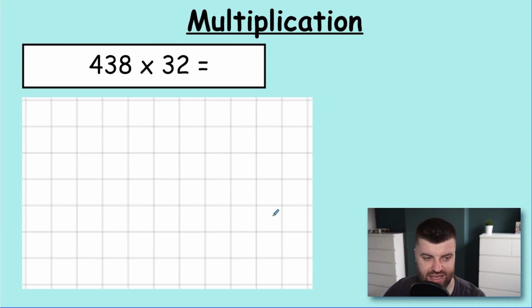Oh, you'll be learning this in year 5. Long multiplication. Do you know how to do it? I'll show you how to after, but it's important that you can.